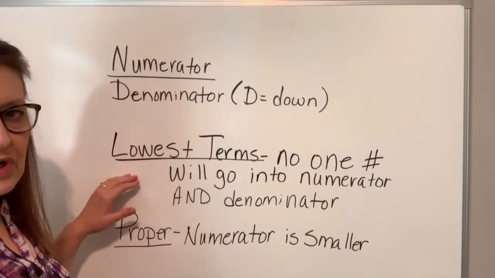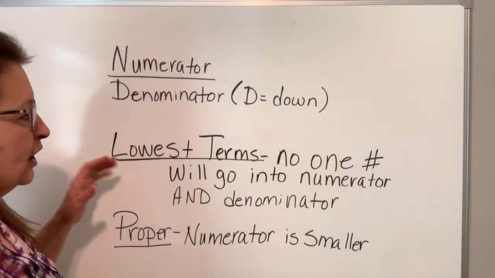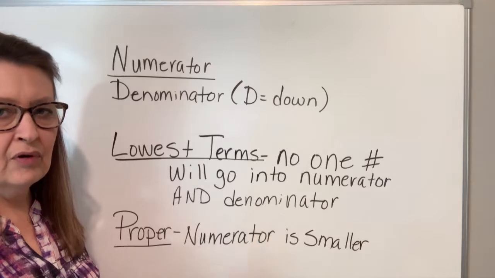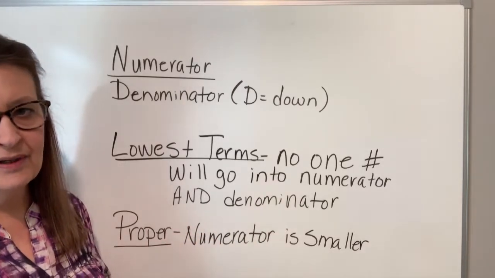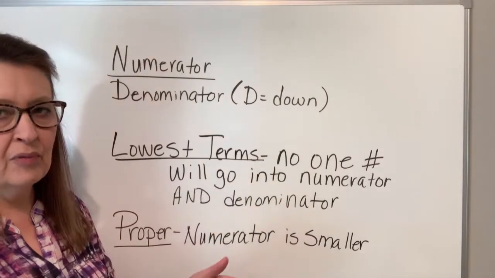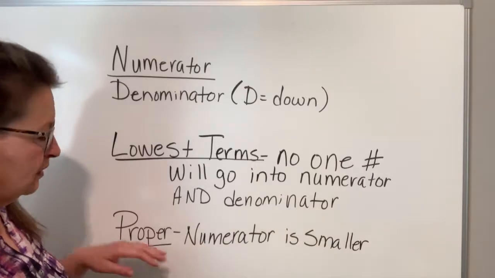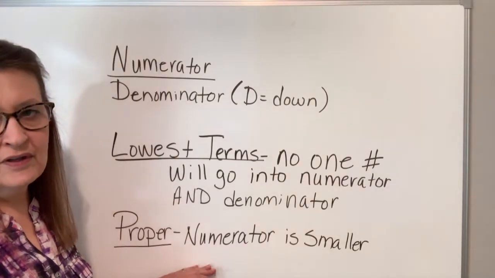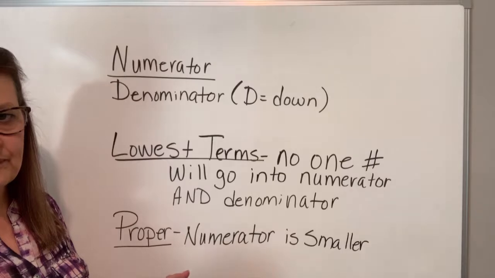Now, next is lowest terms. You're going to hear that all the time. Leave your answer in lowest terms. Lowest terms means there's no one number that will go into both the numerator and the denominator at the same time. So if you've gotten it to where there's no one number that'll go into the top and the bottom, then you are in lowest terms. Next is proper. That's where the numerator is smaller than the denominator, versus improper, where your numerator is larger.